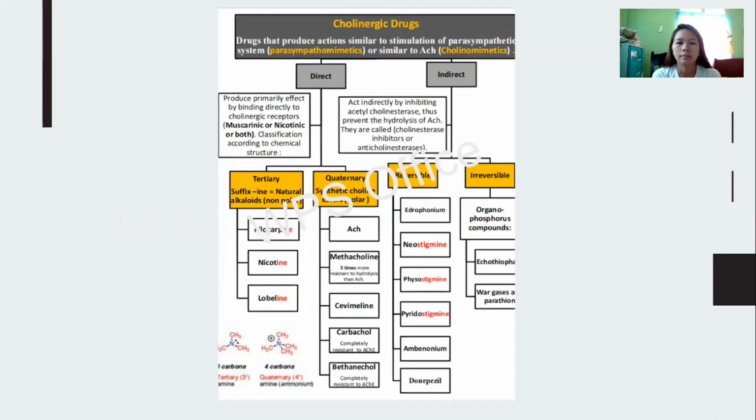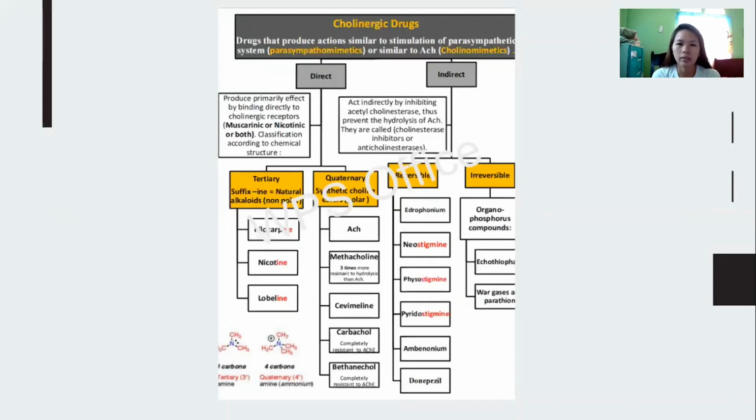The direct ones produce their primary effect by binding directly to cholinergic receptors, which are muscarinic or nicotinic or both. Classification according to chemical structure: tertiary and quaternary. Tertiary is composed of nicotine and lobeline, while quaternary is composed of ACh, methacholine, cevimeline, carbachol, and bethanechol.